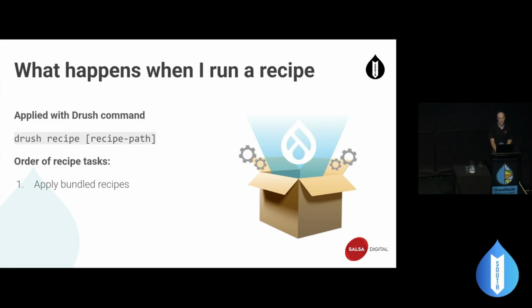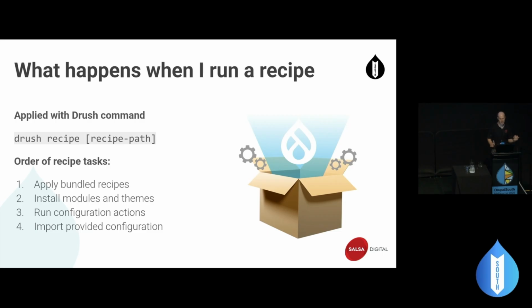It first looks for bundled recipes within your recipe, and then it goes and installs those recipes. It then installs modules and themes that you've indicated you want to install, and it then runs config imports and config actions. And I'll cover this more in detail shortly because this is an exciting piece. And then it imports provided configuration, and it then also creates default content. And so that's effectively what a recipe does when it runs, depending on what options you've set up.